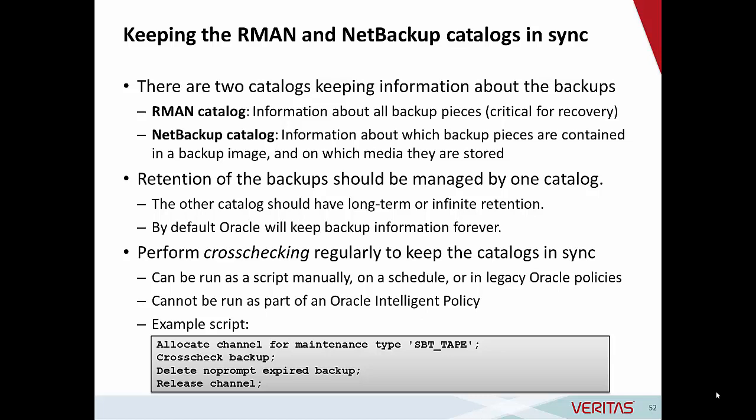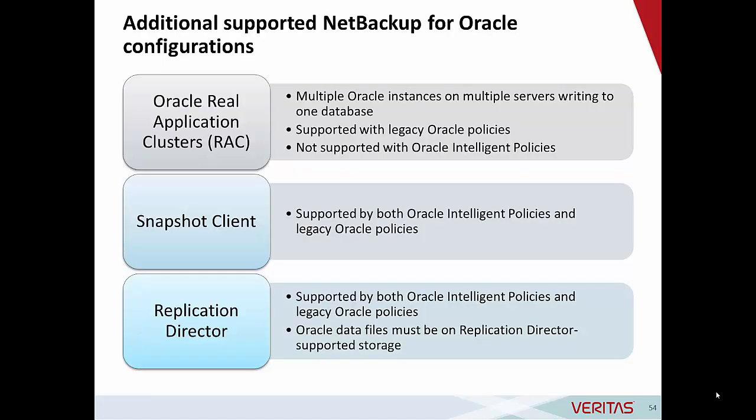And we're going to want to regularly perform cross-checking to make sure these catalogs are kept in sync with each other. These cross-checks can be run manually as a script, or they can be run on a schedule. They can even be kicked off by legacy Oracle policies. The cross-checks cannot be part of an intelligent policy. They have to be done manually or by a legacy policy. And there's a sample syntax over here, a pretty simple set of commands to cross-check the backup and reconcile the two catalogs.